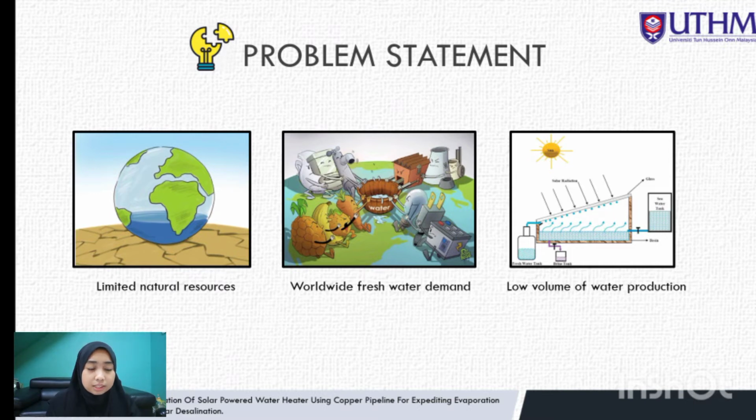We know that industry, residential, and all types of buildings use water. Water is not for humans only, but for all living creatures. The other reason I want to propose this solar water heater is the low volume of water production, or low efficiency, of the current solar desalination system.